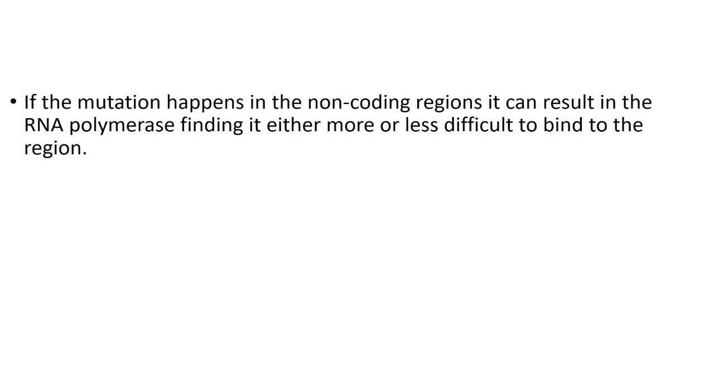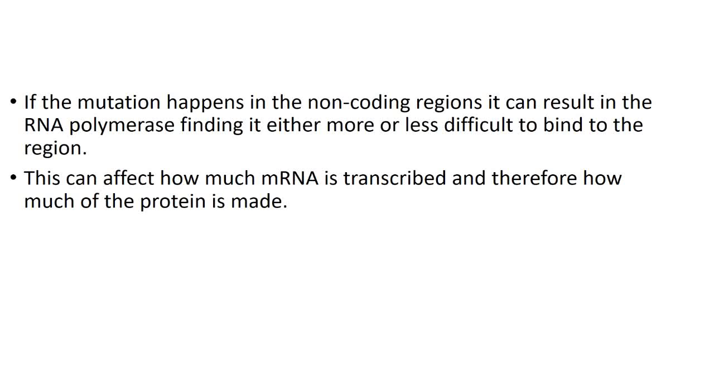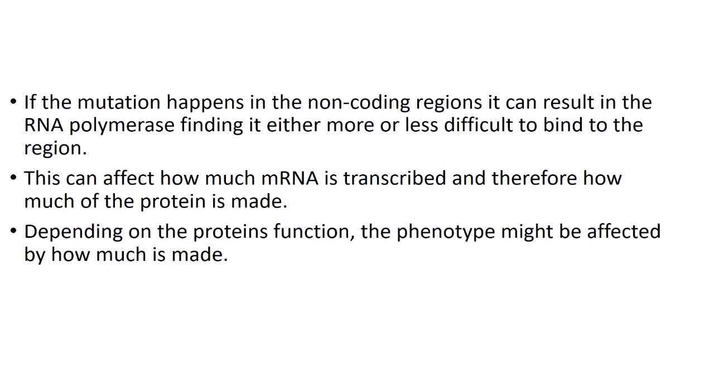If a mutation happens in the non-coding region, it can result in the RNA polymerase finding it either more or less difficult to bind to the region. This can affect how much mRNA is transcribed, and therefore how much of the protein is made. And depending on the protein's function, the phenotype might also be affected by how much is made.